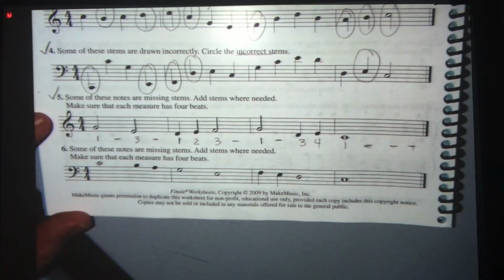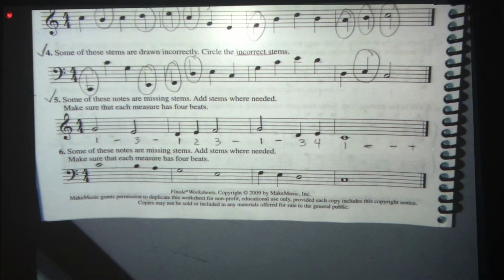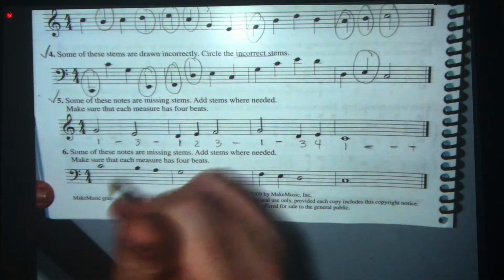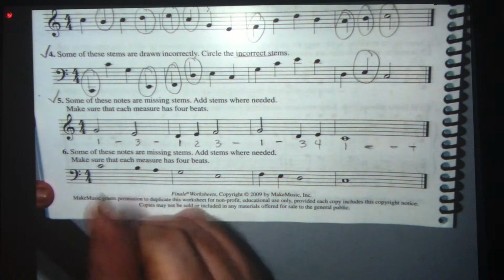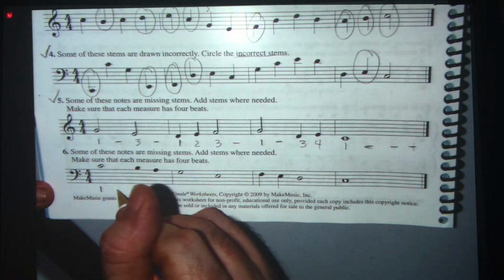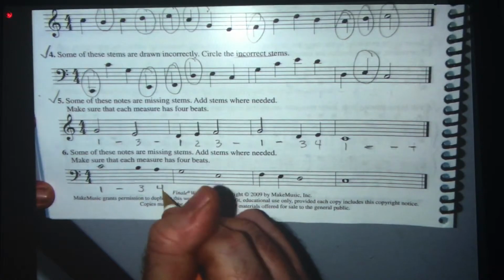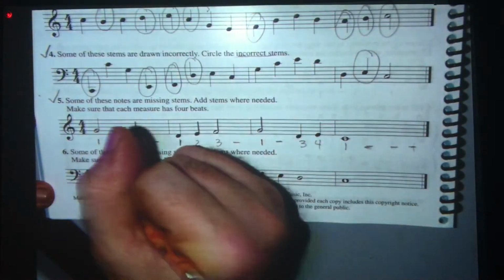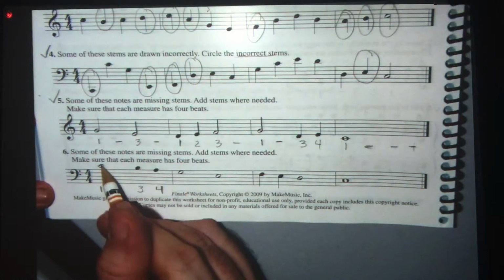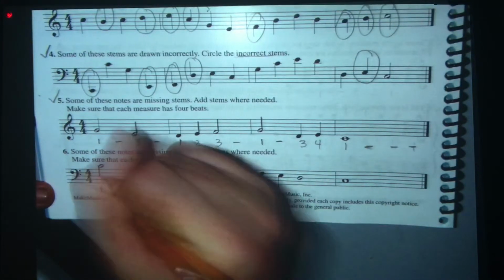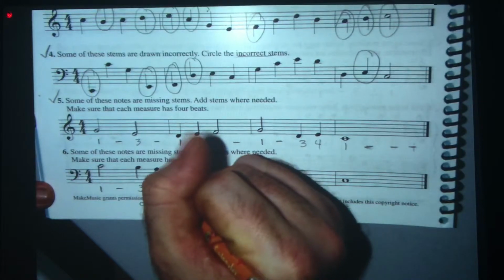Number 6. Some of these notes are missing stems. Add stems where needed. Make sure each measure has 4 beats. So exactly like number 5, but now bass clef, and it doesn't matter if it's treble or bass clef. This one's really high. We know it's going to be 1, probably going to 2, because this is going to be a quarter and a quarter note to complete the measure. All stems on the third line or above, which are these, need to be facing down and to the left. Boy, that was easy.